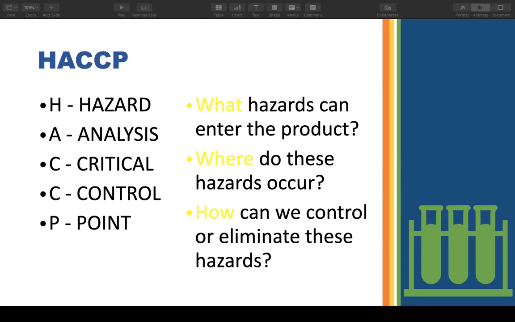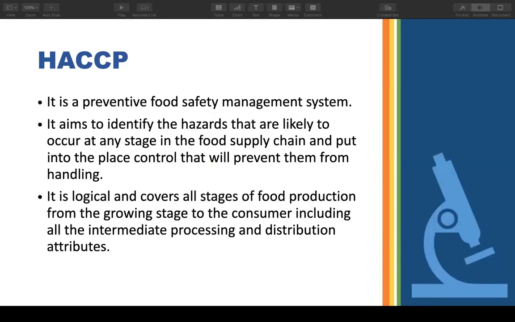So how can we control or eliminate these hazards? That is only when you follow the food safety guides, that is HACCP. While manufacturing, distributing, consuming, and everything, you can eliminate these hazards. So HACCP is a food safety management system. It aims to identify the hazards that are likely to occur at any stage in the food supply chain, that is during manufacturing, consuming, distributing, and so on, and put in place controls that will prevent them. It is logical and covers all stages of food production from the growing stage to the consumer, including all the intermediate processing and distribution attributes.